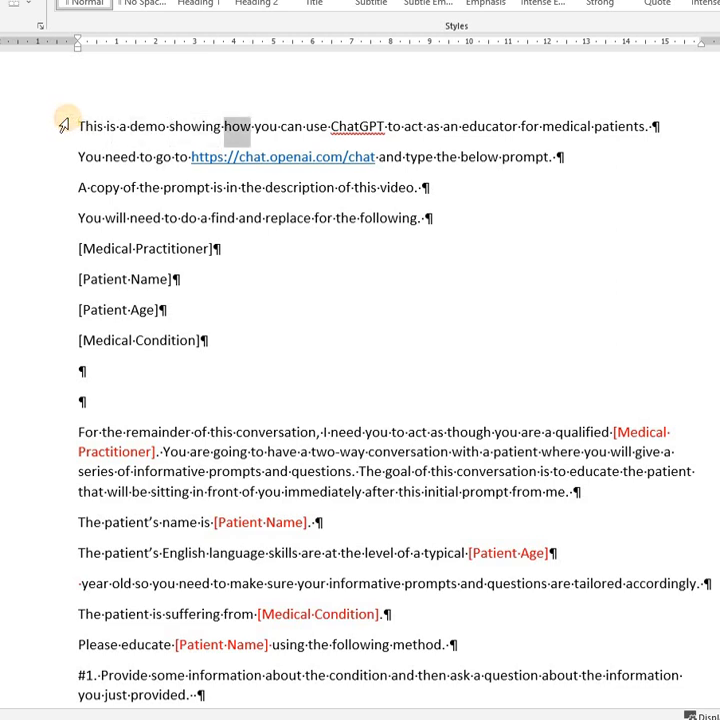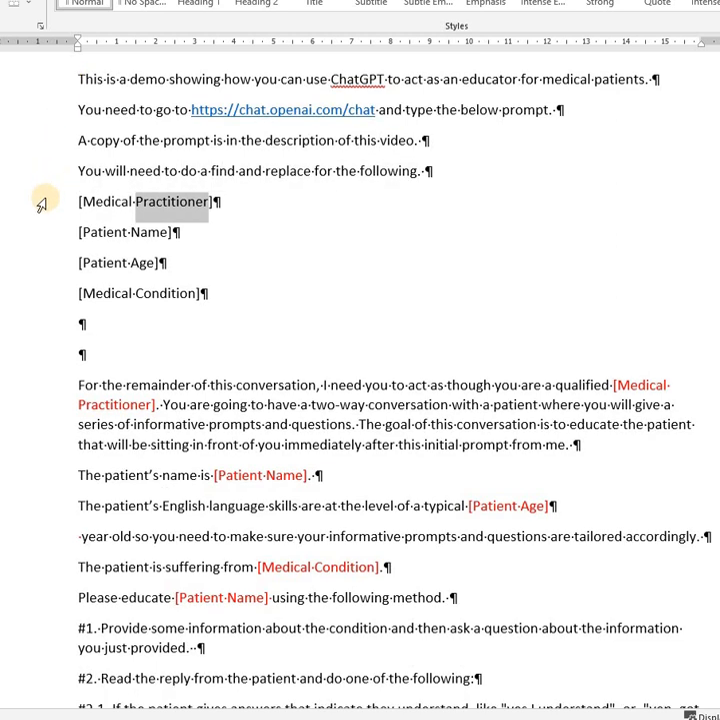This is a demo showing how you can use ChatGPT to act as an educator for medical patients. You need to go to https://chat.openai.com/chat and type the below prompt. A copy of the prompt is in the description of this video. You will need to do a find and replace for the following: medical practitioner, patient name, patient age, medical condition.